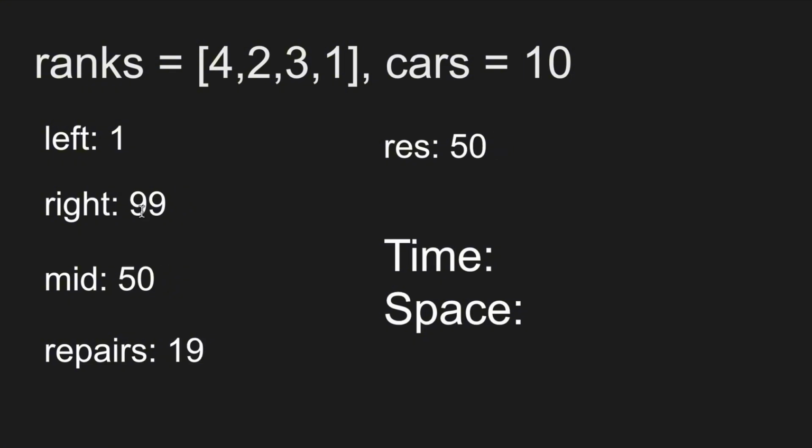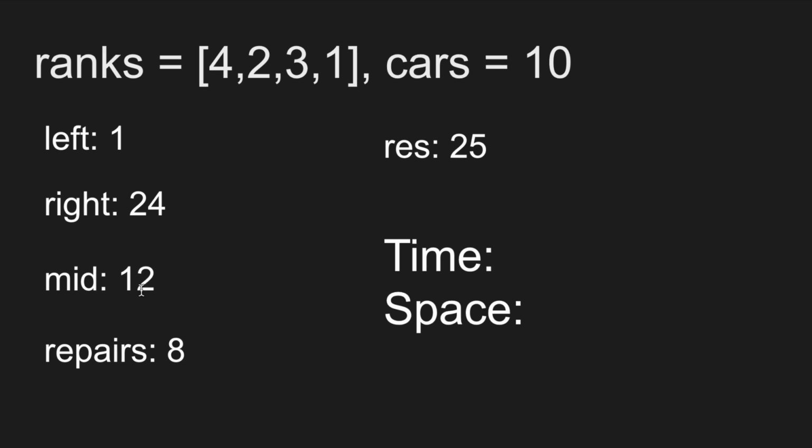Now after shifting the right pointer to 99 with the middle value of 50, we can still make 19 repairs, which is enough, so change the result to 50 and shift the right pointer again. Now that the right pointer is 49, we see that with the middle value of 25, we can make 12 repairs, which is still enough, so we update the result and shift the right pointer again.